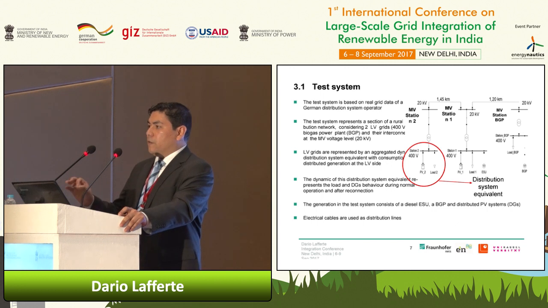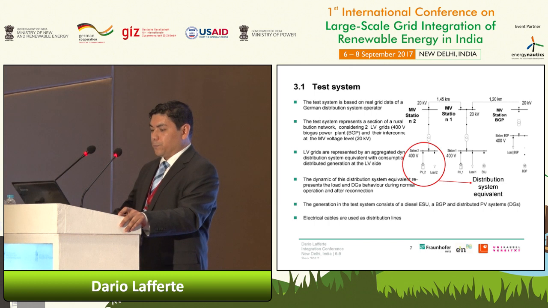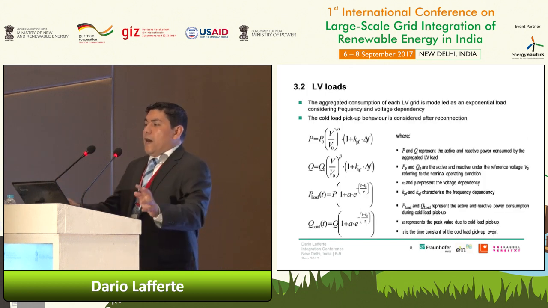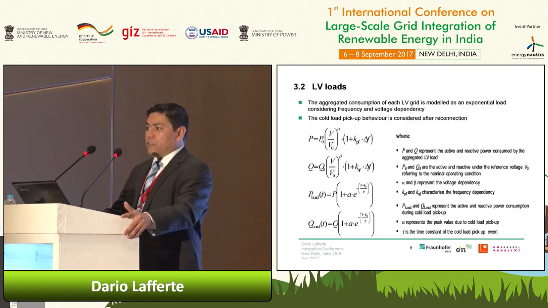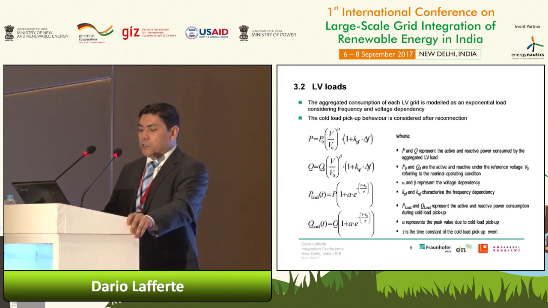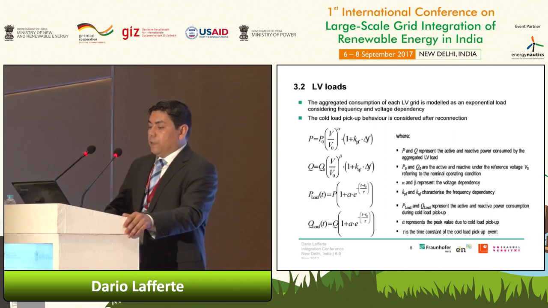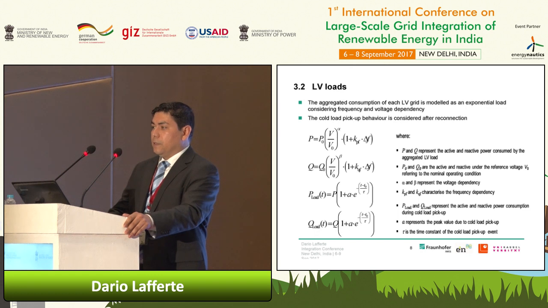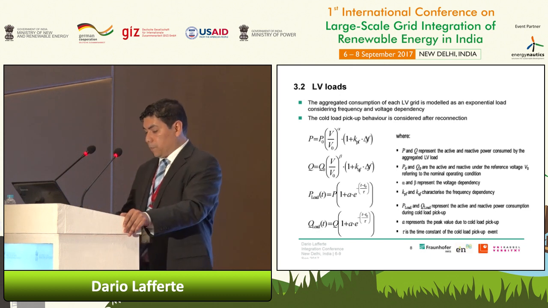Distribution lines here at the middle voltage level are implemented with electrical cables. The low voltage loads are modeled considering frequency and voltage dependency, and also the behavior under a cold load pickup situation. We have an exponential load model: with this exponent, we have the voltage dependency, and with this factor, the frequency dependency, and we have here the equation for the cold load pickup behavior.